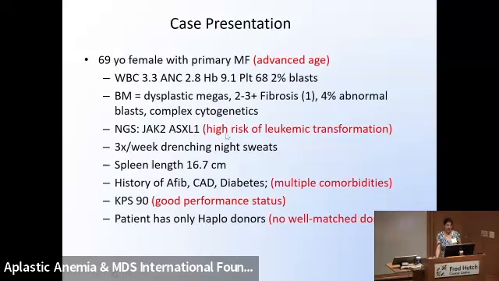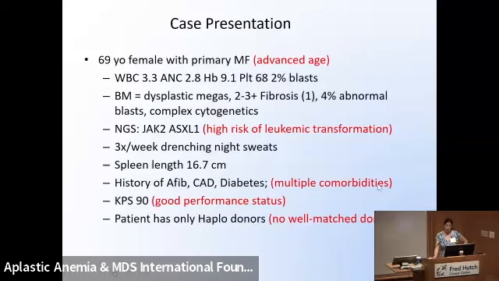She has high risk of transformation to leukemia based on some of these findings. So ASXL1 makes her at a high risk for transformation to leukemia. There's many other mutations and combinations of mutations that would be true for.